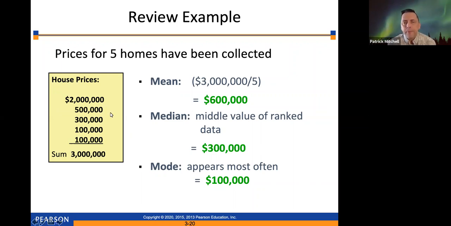That's an outlier. The median is the middle value of the ranked data. So since there are 5 values, 5 plus 1 is 6. 6 divided by 2 is 3. So the third value would be the median, and that's $300,000. I think that's a better measure of central tendency in this example. And then the mode is the value which appears most often. That's the $100,000.